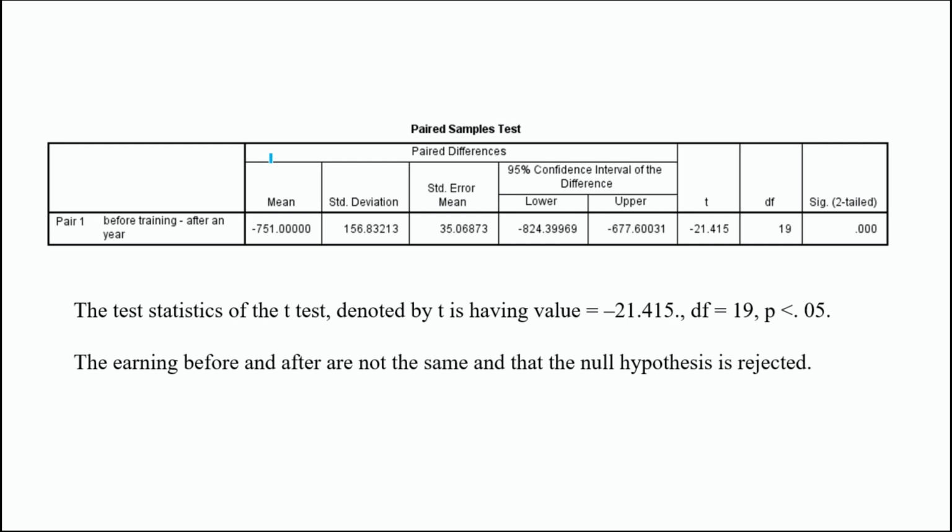Now the outcome of paired sample t-test is, see, look at the t-value first, 21.415, and two-tailed test, which is p is equal to 0.000. So this t-test reflects a statistically significant relation, that is before and after. That means there is a difference in earning. The null hypothesis is rejected here.